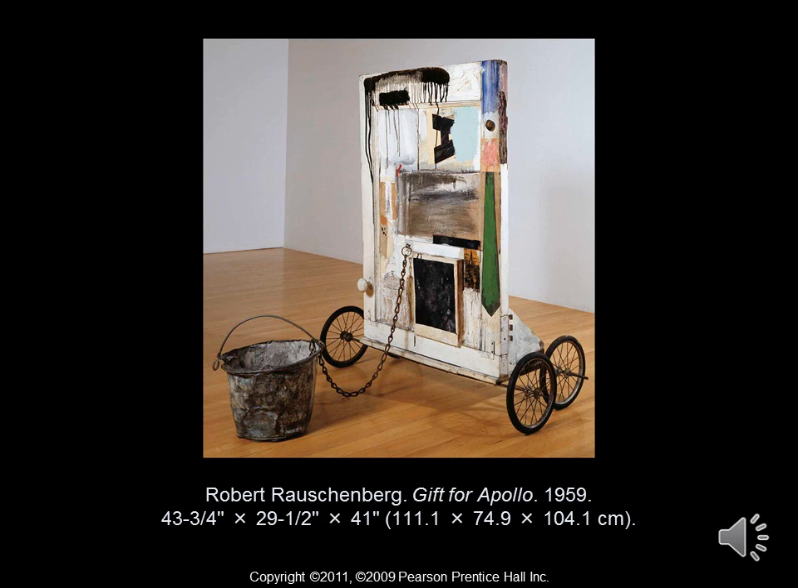This next image is from Robert Rauschenberg. It's Gift for Apollo from 1959. This is, in essence, unity and variety, completely in harmony with each other. We've got so many different objects in here. That's where we get our variety from. But everything's kind of tightly contained on the frame, therefore unified. They're also unified in their subject matter, that they're all found objects.